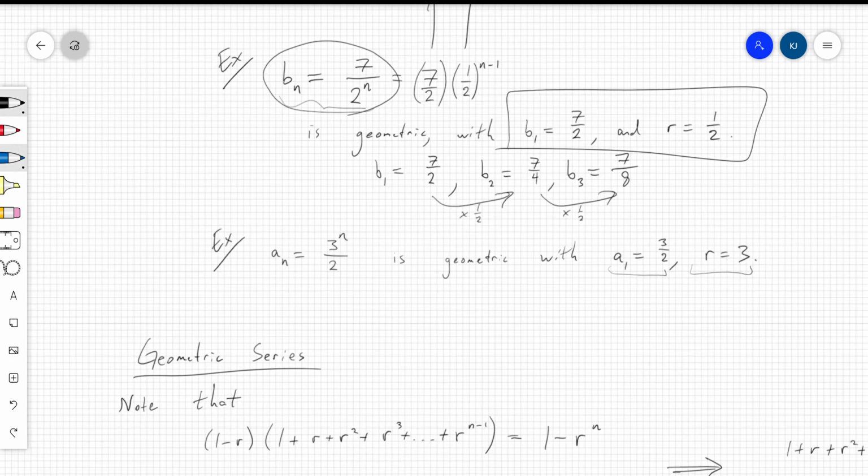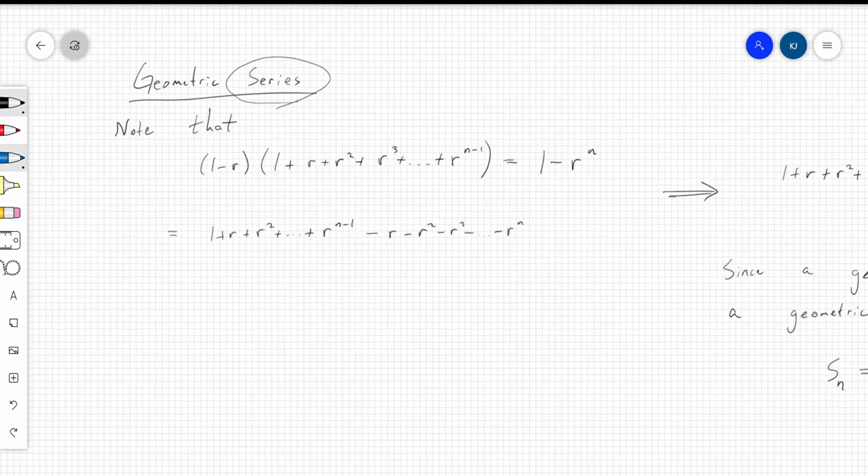For geometric series, remember that a series is just a sum of a sequence. So the only difference between a sequence and a series is that in a series, you have some sequence, but you're adding it all up. So a series is just adding everything up. And before we talk about how to add up a geometric series, I need to show you one formula that we're going to use here.